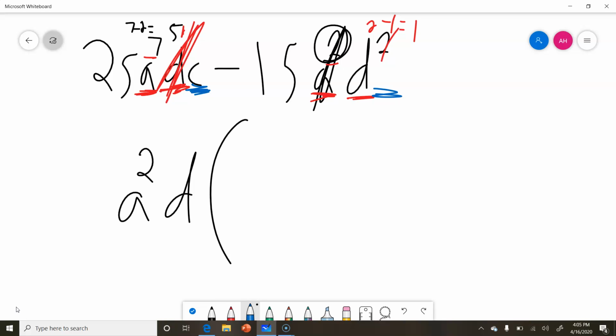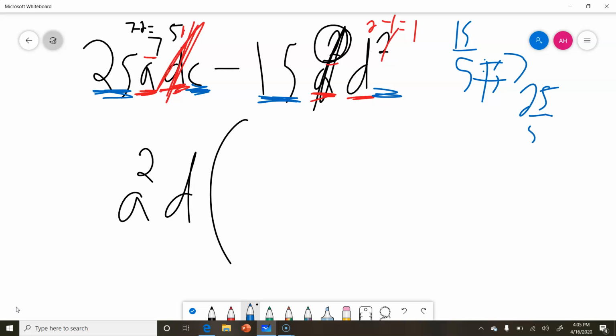Now I go to my numbers. I got 25 and 15. If I think of a number that can go into both of those, that would be 5, right? 5 can go into 15, so 15 divided by 5 equals 3, and 25 divided by 5 is 5. So I know that I can now divide by 5. So now I got that done.